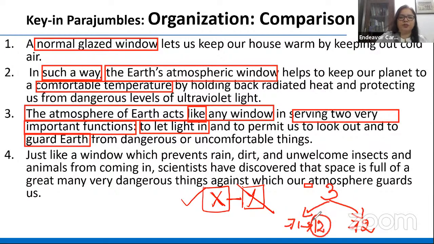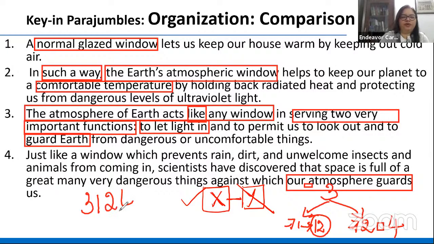Which captures function 1. And then what does 4 talk about? Just like a window which prevents rain, dirt, and unwelcome insects, scientists have discovered that space has a great many dangerous things which our atmosphere guards us against. And that is function 2, which means my sequence here is 3, 1, 2, 4. Function 1, function 2. All right. This is our correct sequence.